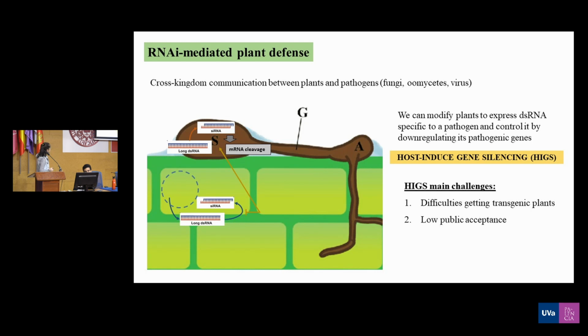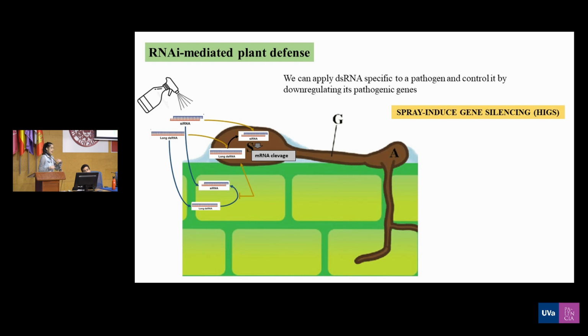Okay, so what are the main challenges of this HIGS technology? First, some plants are not easy to transform, so it is difficult to get the plant to produce this molecule. And also, these plants have low public acceptance because they are GMOs. So, as an alternative, as I told you before, the plant does not necessarily need to produce it, but you can give the plant these molecules externally.